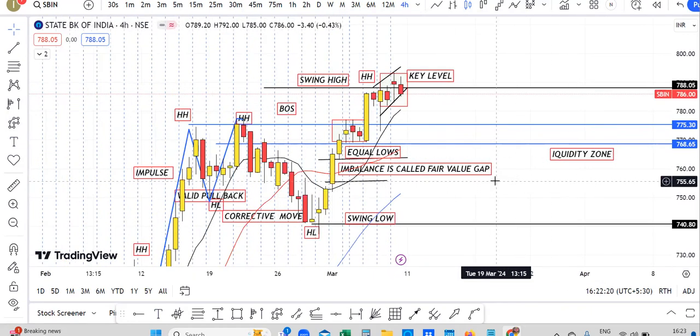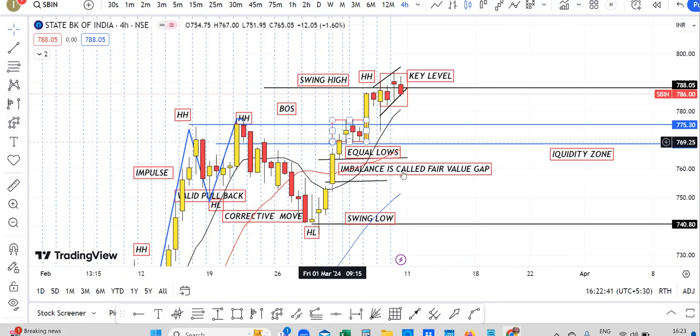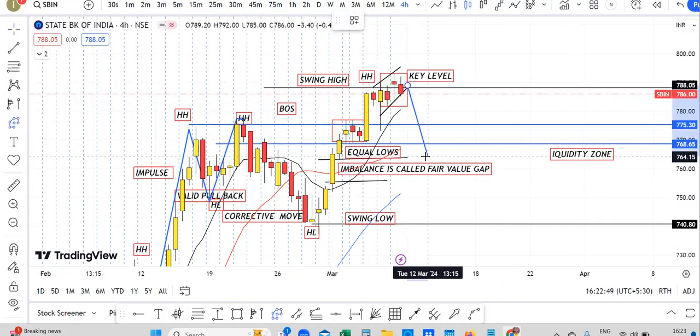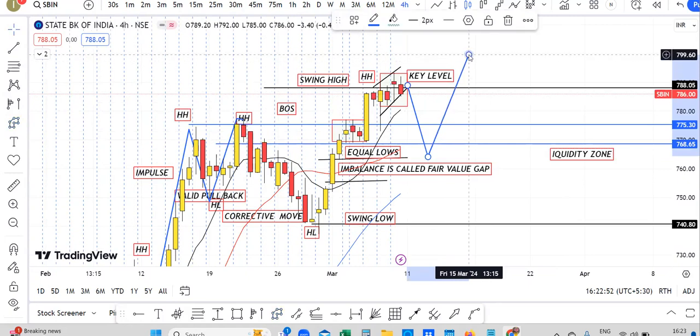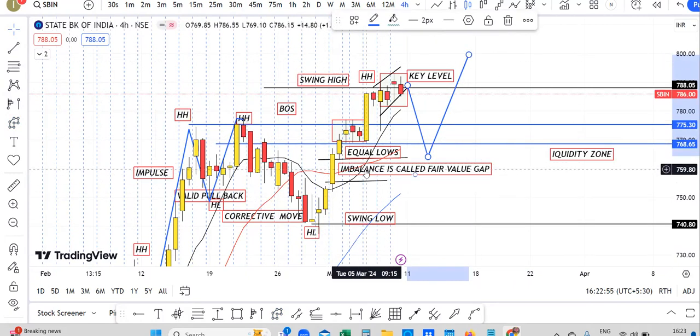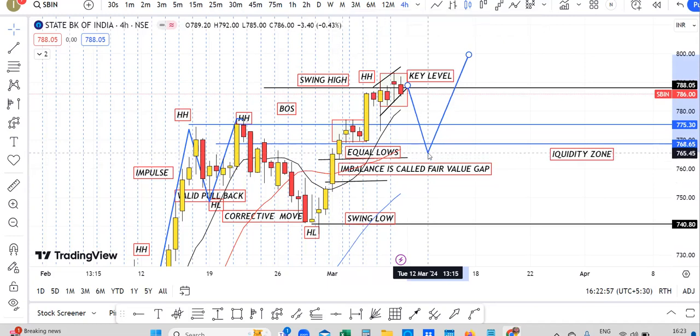Why? Because liquidity is very, very important in the market. It is fuel to the market. Why? The big players have to come and exchange their shares. Only then will liquidity be gathered and it gathers momentum to the upside. So by identifying these liquidity zones, we can anticipate the market can come down to this area. There is a possibility either to the imbalance area or to the equal lows.